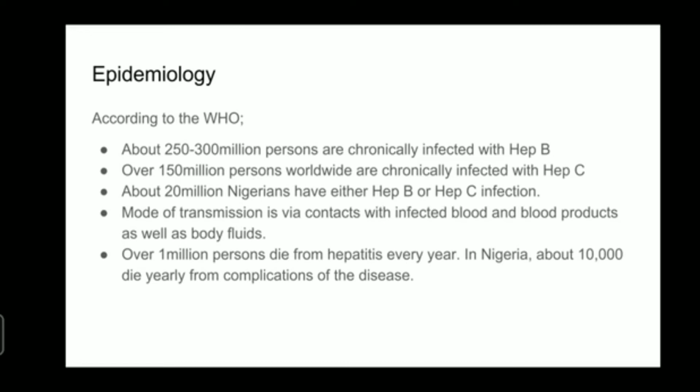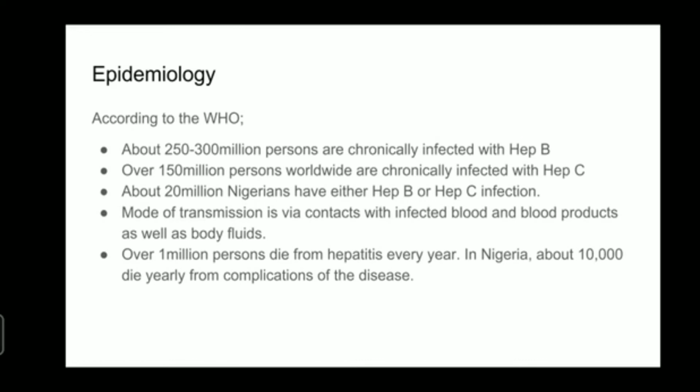There are about 20 million Nigerians. This figure is a rough estimate that is given. As we know, Nigerians were not so good in keeping data, but from what I could find online, and also from the WHO, about 15 to 20 million Nigerians are infected with either hepatitis B or hepatitis C. And then some have both.